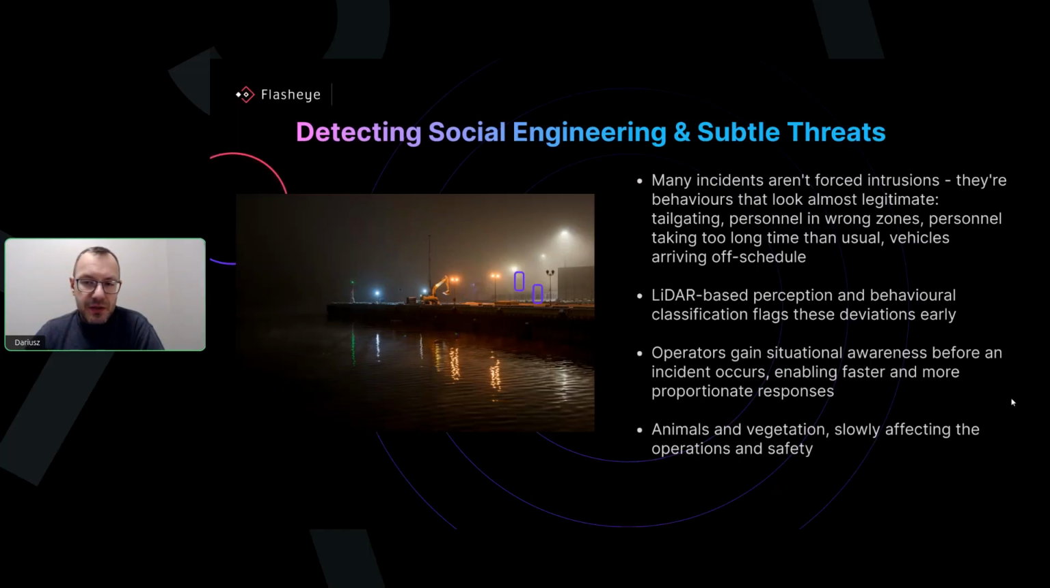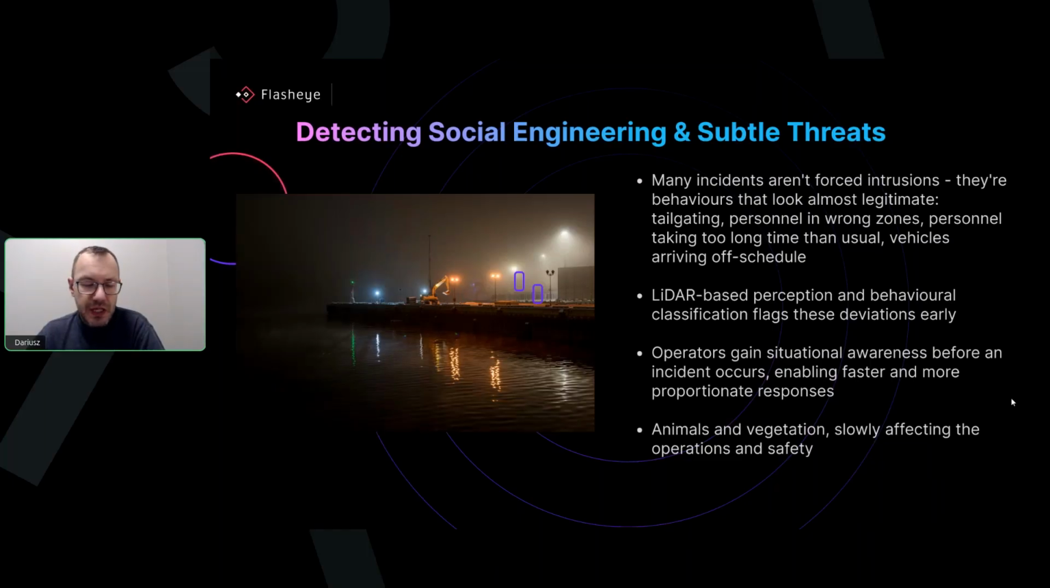In such a situation, LiDAR-based perception and behavioral classification flags those deviations early, so the operator can contact or notify the proper people at the facility and get action before something happens. Operators gain situation awareness before an incident, and they are enabled for faster and more appropriate responses.